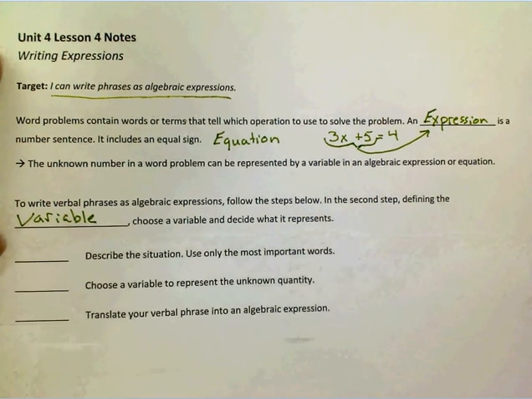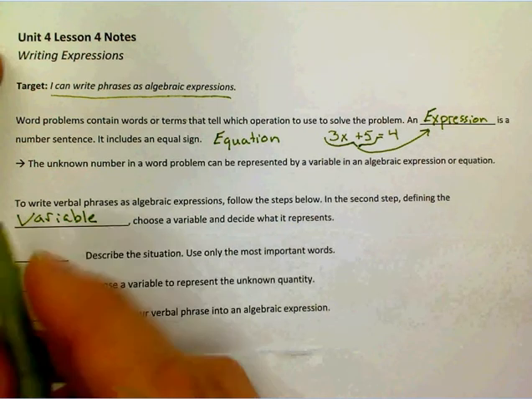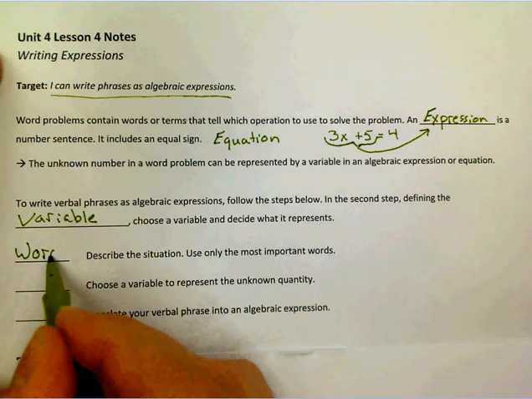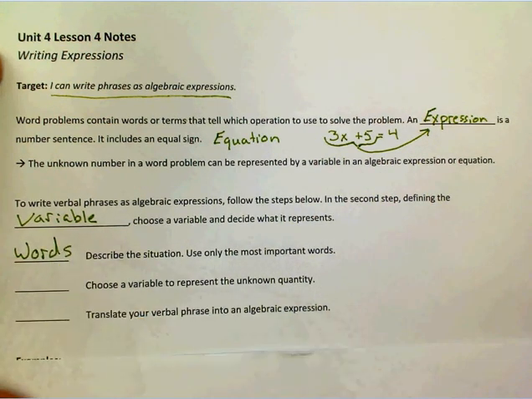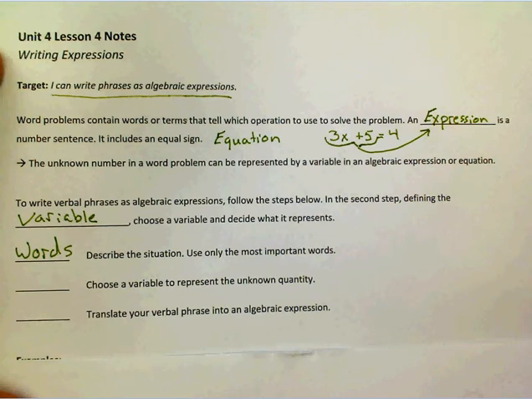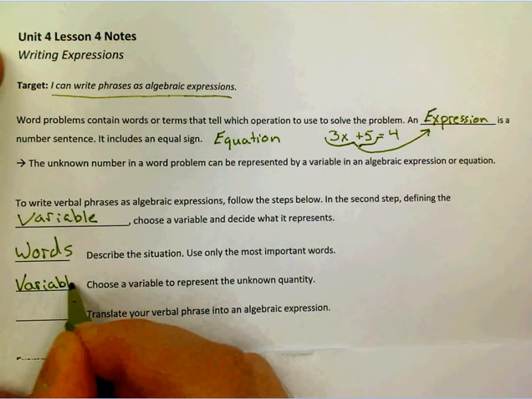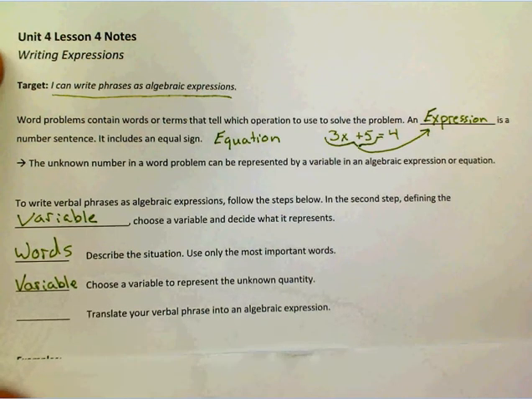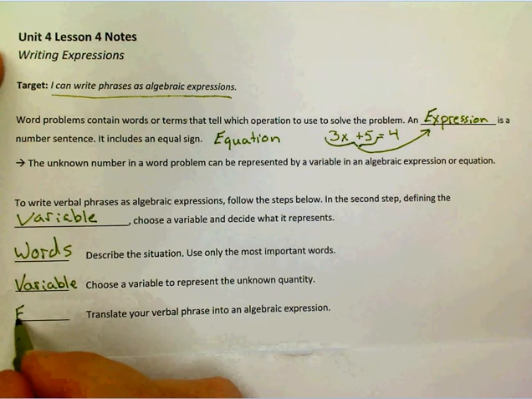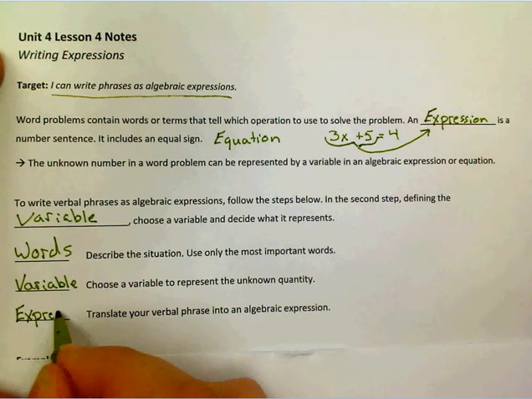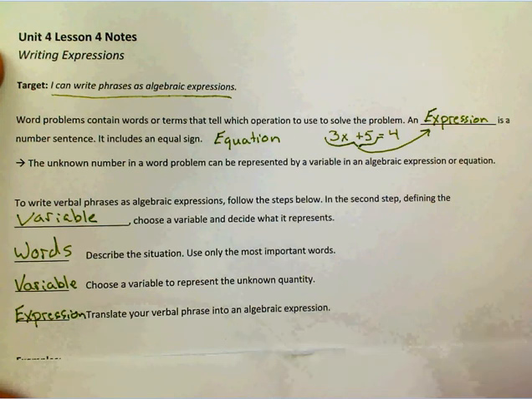Here we have our 3 steps. Our first one is words. It describes a situation. Use only the most important words, and we'll go through that in just a second. 2 is defining a variable, so choosing what your unknown number is and assigning it a specific variable. 3 is expression. It's where you translate your verbal phrase into an algebraic expression.